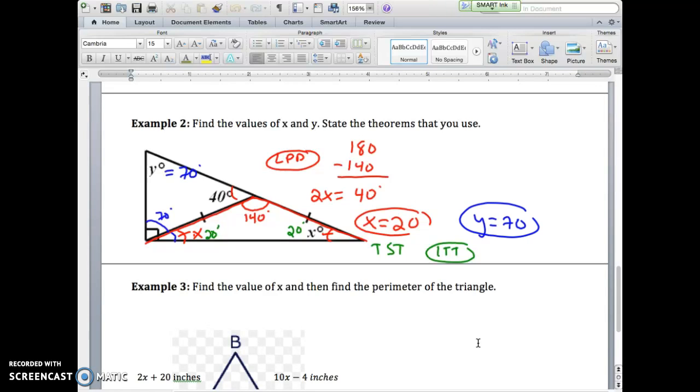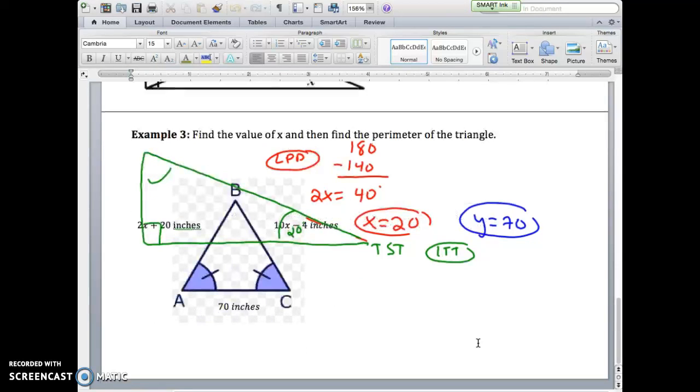Now the other way you could have found y, and this is actually a very helpful hint for all these puzzles, is instead of thinking of them as two separate triangles, I could have thought of them as one triangle where the angles are 20, 90, and then I could find y. If I do 180 minus 90 minus 20, I'll get 70 also. So that's another way you could have attacked it.